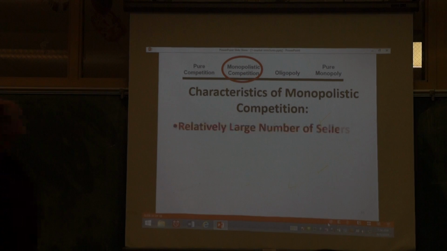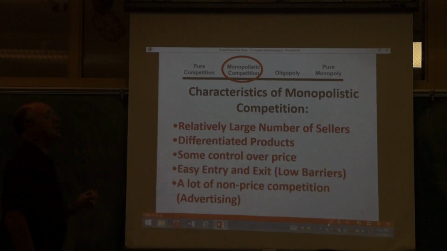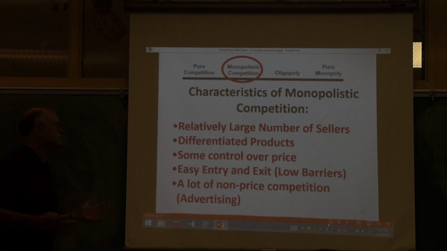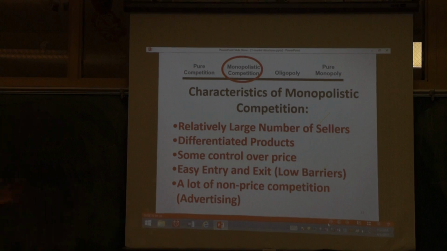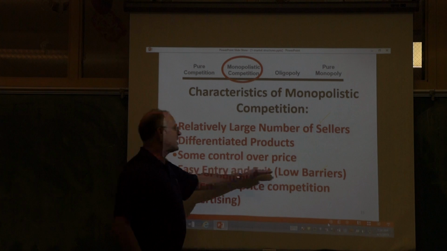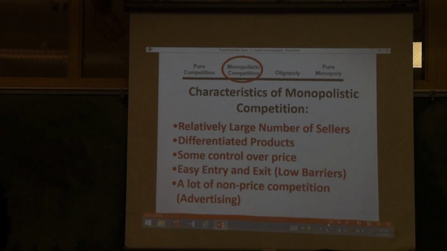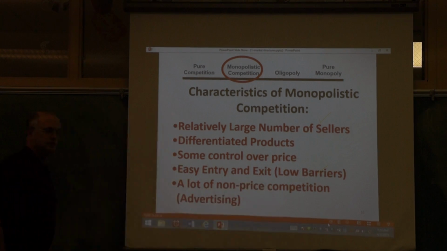Okay, monopolistic competition. Relatively large number of sellers. Think of fast food as an example. They differentiate their products. Even though you might not think there's a difference between McDonald's and Burger King, they try to make them seem different. They have some control of the price. Easy to enter and exit. That means 0 economic profit in the long run. And a lot of non-price competition, like advertising.